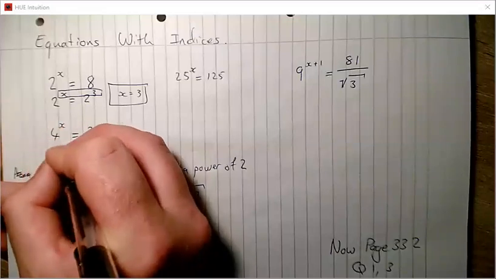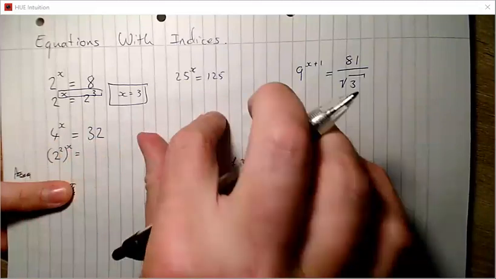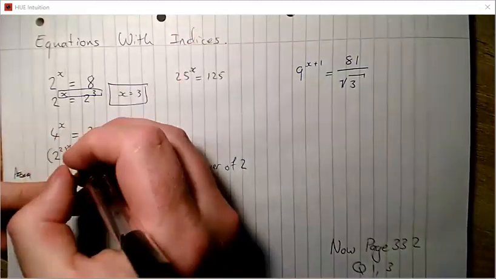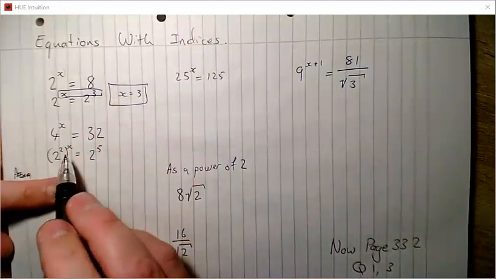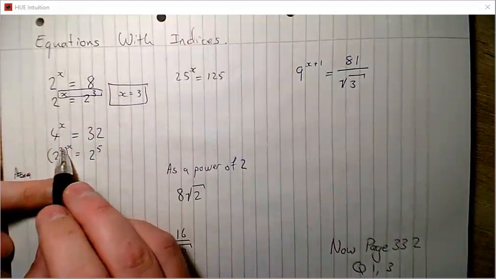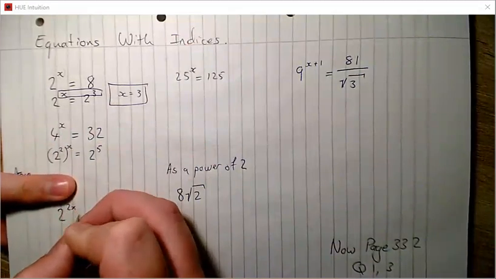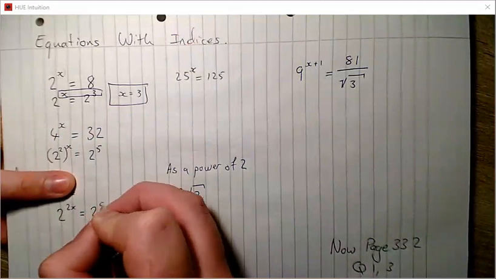So that's 2 squared to the power of x equals, and 32, you'll say 2 by 2, 4 by 2, 8 by 2, 16 by 2, 32. That's 2 to the power of 5. Now, if you write that out according to our rules, that's multiply the indices. That says 2 to the power of 2x. And we're getting into maybe slightly tricky algebra now, but 2 to the power of 2x is the same as 2 to the power of 5.